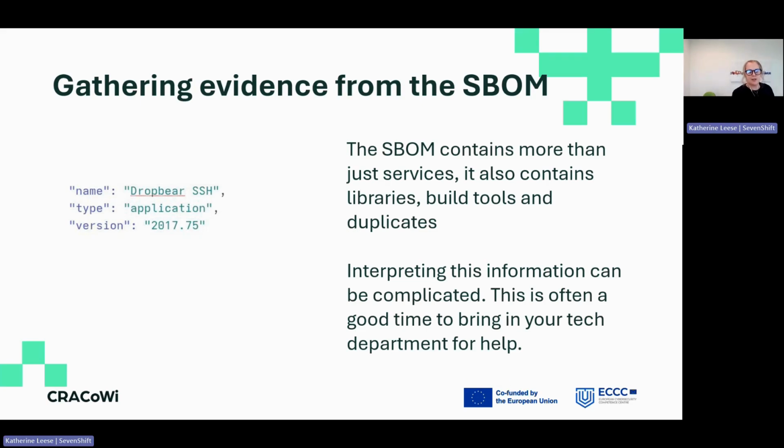Here we can see that it's Dropbear SSH. This is our SSH daemon. And we can see here the version of it as well, which is really important. It's not always completely obvious what services relate to which flows. So this might be a point where you want to bring in somebody with more knowledge to help you identify which services relate to which items in the SBOM. Here we have SSH declared in the SBOM, but it's not always so straightforward.